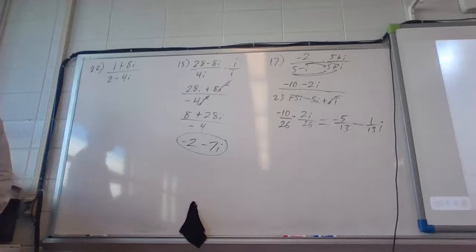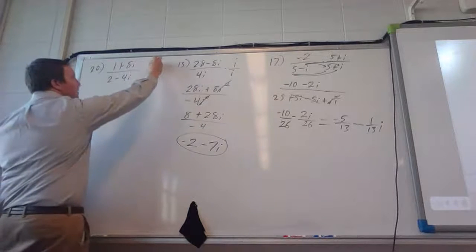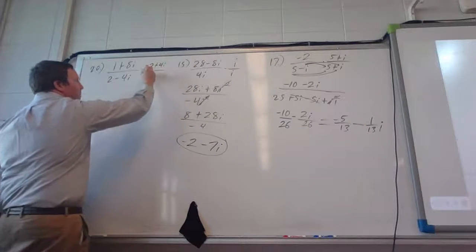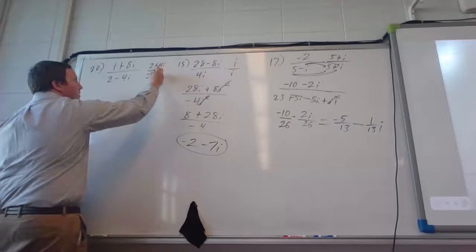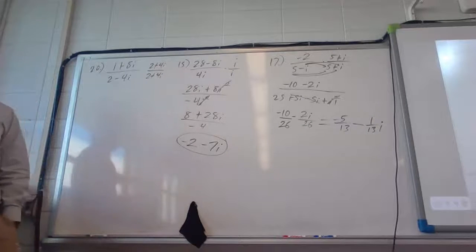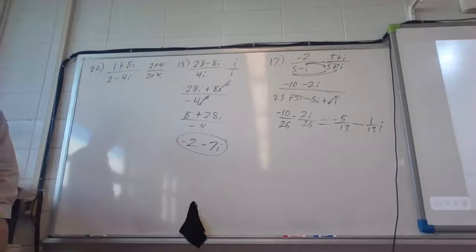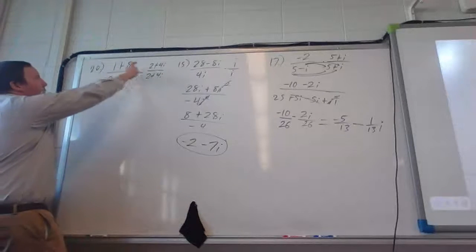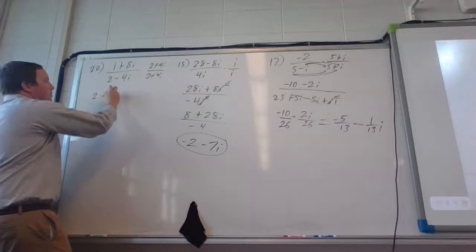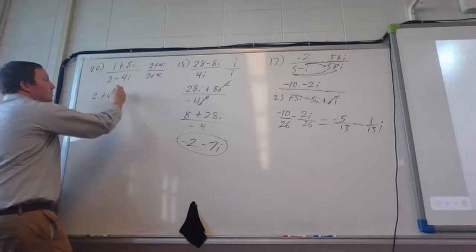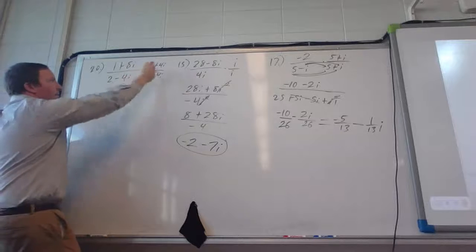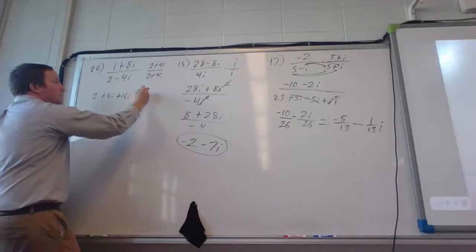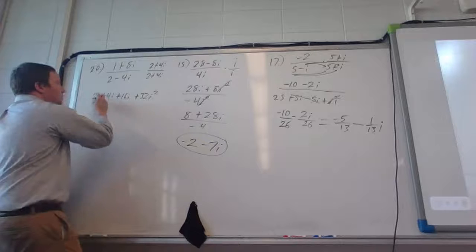So what are we going to multiply by? 2 minus 4i, or 2 plus 4i? 2 plus 4i. All right, we need to multiply by the opposite. You've got to switch the sign. Otherwise, you're still going to have i's in the denominator. And then you've got to FOIL it. So FOIL at the top: 1 times 2 is 2, 1 times 4i is 4i, 8i times 2 is 16i, and 8i times 4i is 32i squared.